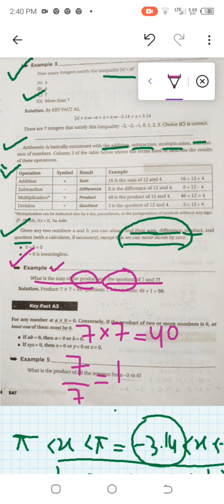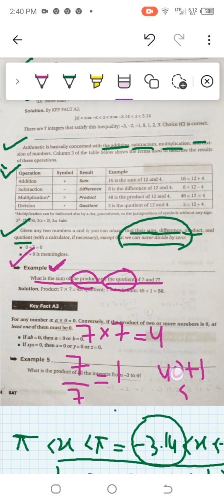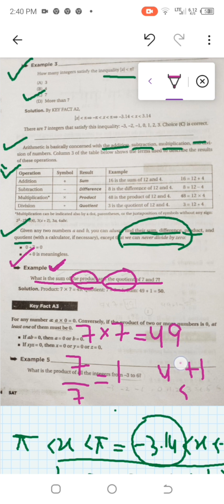So now they are asking about the sum, so then 49 plus 1, sorry, 49 not 40. 49 plus 1 will be 50. So your answer is 50.